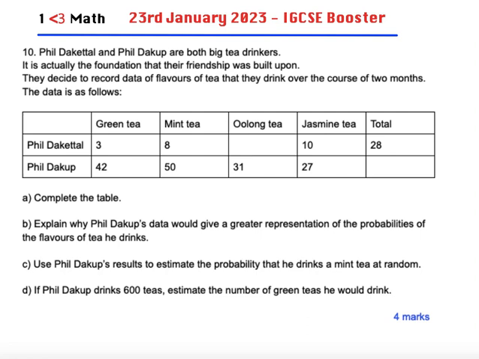So we need to complete the table. For Fill the Kettle, for his row, we know how many green teas, mint teas, jasmine teas he drank, and we also have the total. So we need to add those teas together to subtract from 28. 3 add 8 add 10 is 21. 28 take away 21 is 7. So he drank 7 oolong teas.